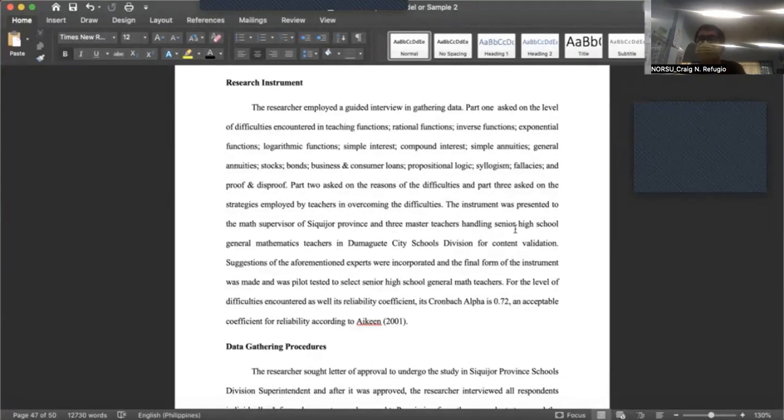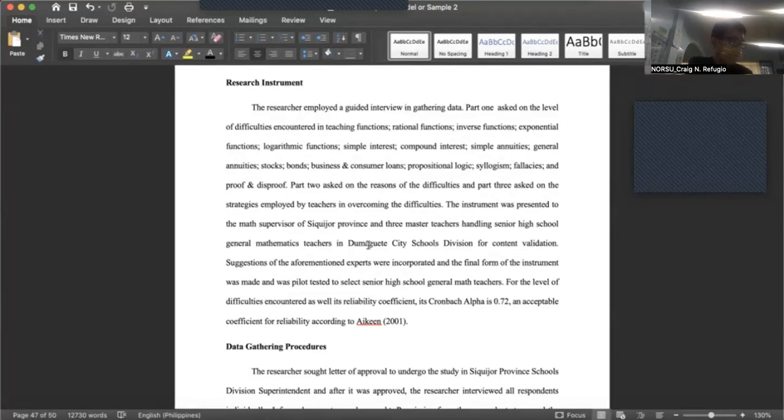The location would depend on the research locale. This one is actually in Dumaguete. Why? When you are going to do validation, you are not going to use your own. This one was conducted in Siquijor, but the validation was conducted in Dumaguete. You are not going to validate that instrument to your target population.